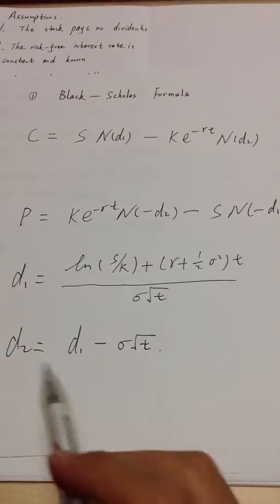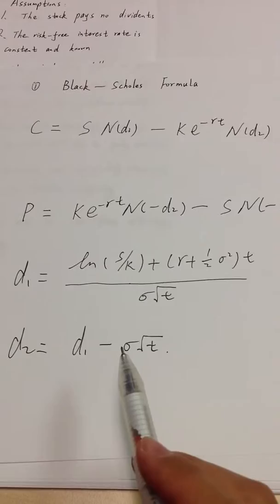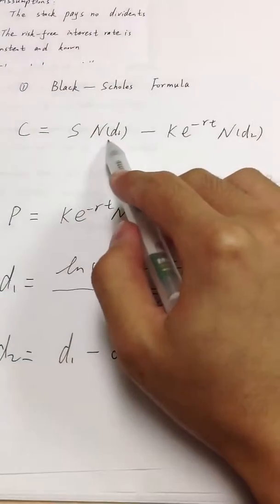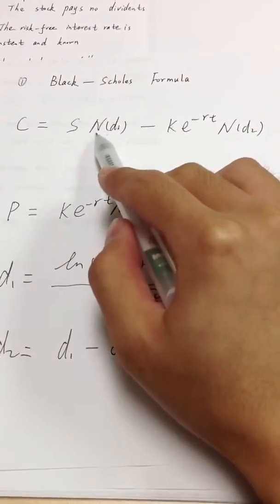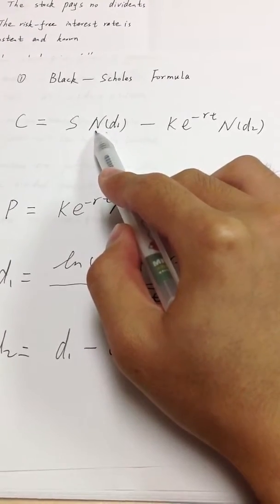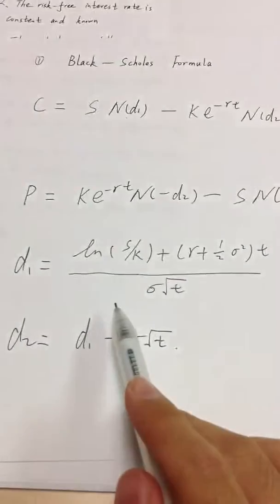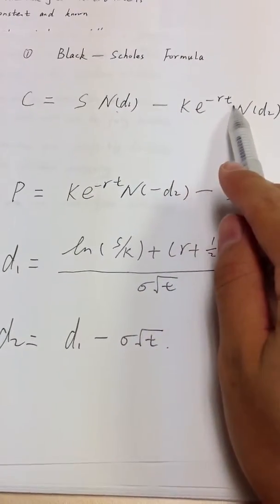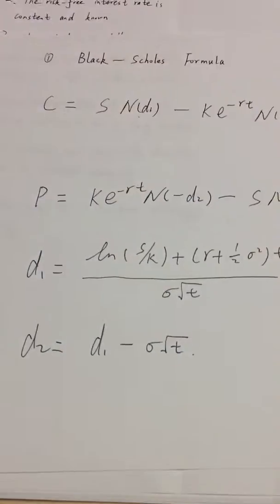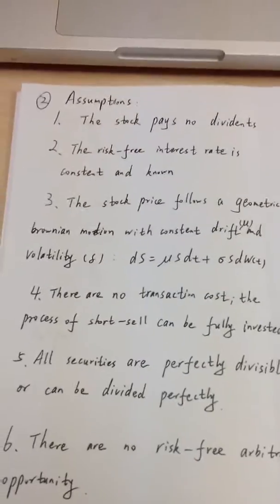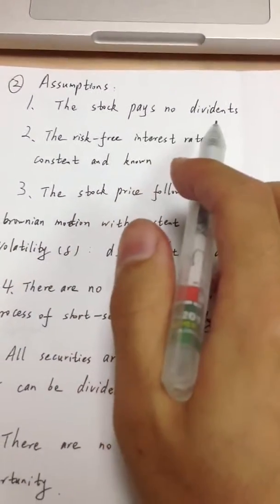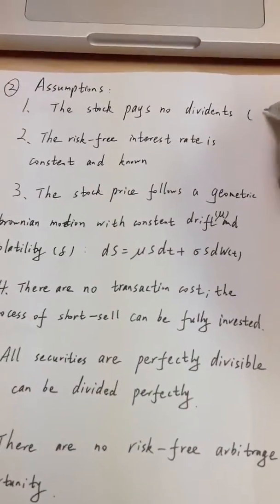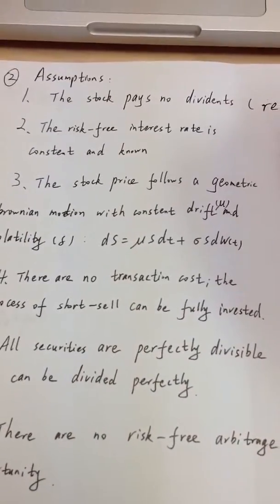So this together is the Black-Scholes formula, and N stands for the cumulative distribution function of a standard normal distribution, S is the stock price, K is the strike price, R is the risk-free rate, and T is the time to maturity. Then we will look into the assumptions behind this formula. First, the stock pays no dividends, but this assumption can be relaxed.